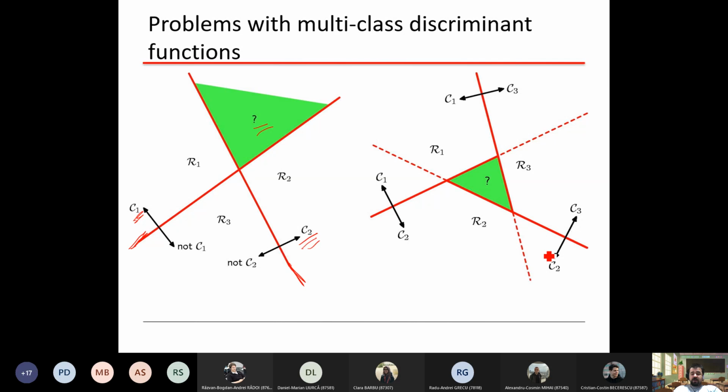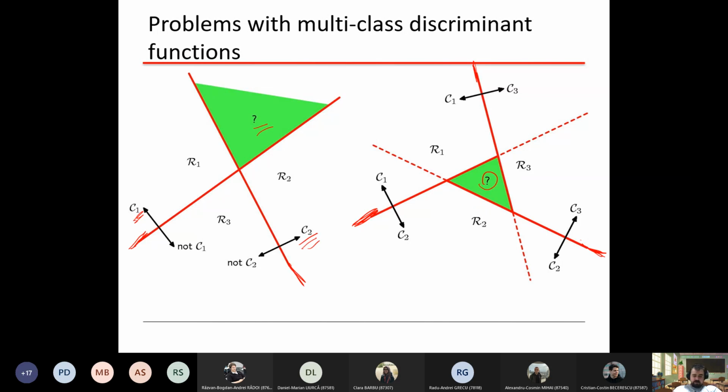Now, if we have one versus one classifiers, we have the following problem. Let's suppose we have the picture on the right, and the green area, according to the first classifier, doesn't belong to C1, but it should be in class C2. According to the second classifier, it doesn't belong to C2, but should be placed in C3. And according to the third classifier, it doesn't belong to C3, but should belong to C1. So all these classifiers are contradicting each other. And again, we don't know what to do with this point.